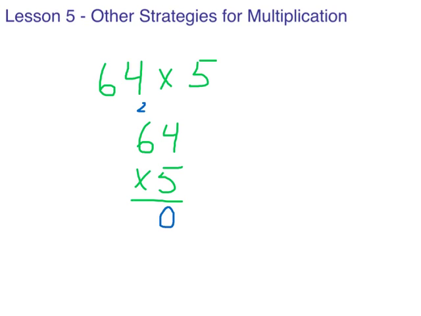Next we're going to multiply 6 times 5. So we're going to multiply diagonally, 5 times 6. That makes 30, and if I add the 2 to 30, I get 32. So the answer to 64 times 5 is 320.